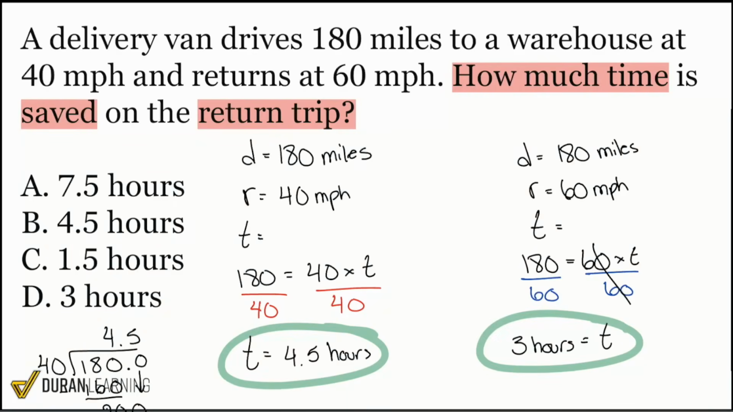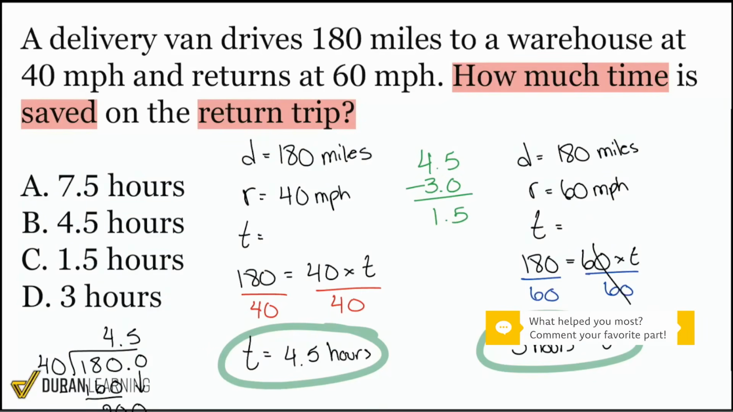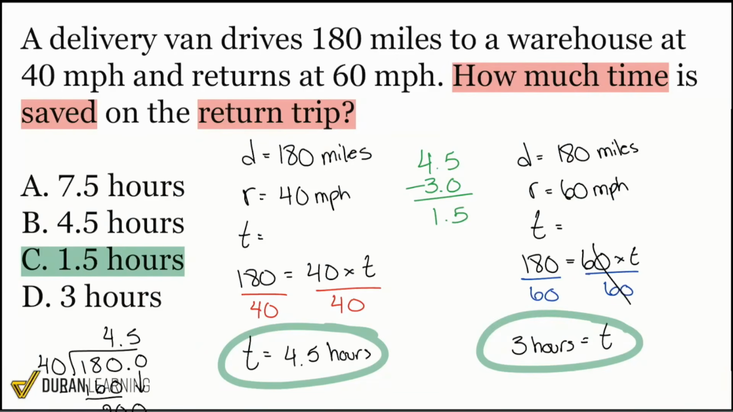To find out how much time we saved, we'll simply do 4.5 minus 3. Once we subtract, we have 5 right there. 4 minus 3 is 1. And we save ourselves 1.5 hours. And that, my friends, is answer choice C.